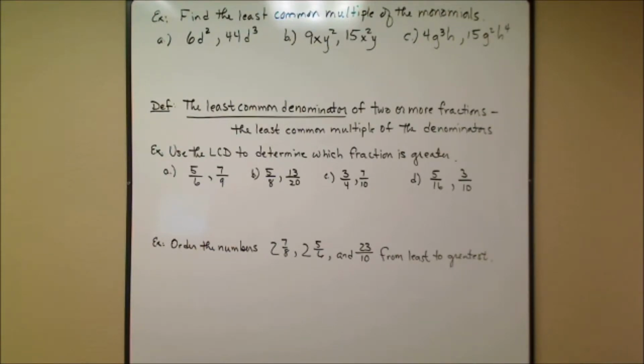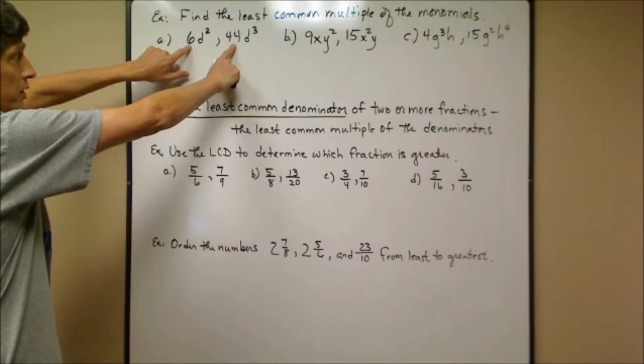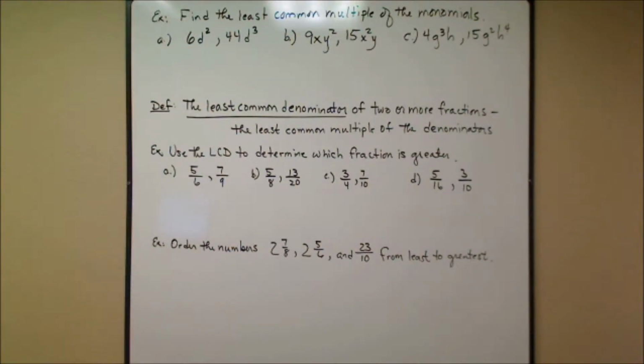Let's try this now with monomials. Let's find the least common multiple of the monomials. Now remember, monomials are numbers, variables, or products of numbers and one or more variables. So we start with the number parts of the monomials called the coefficients. These are the coefficients. And we find the least common multiple first, starting with the coefficients.